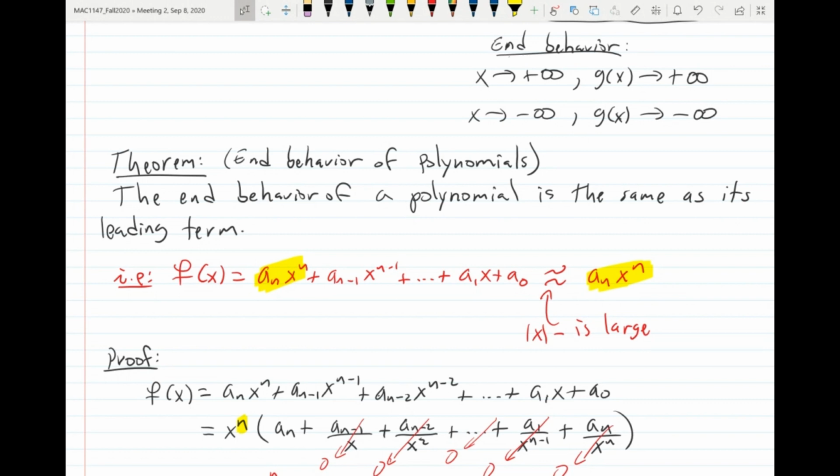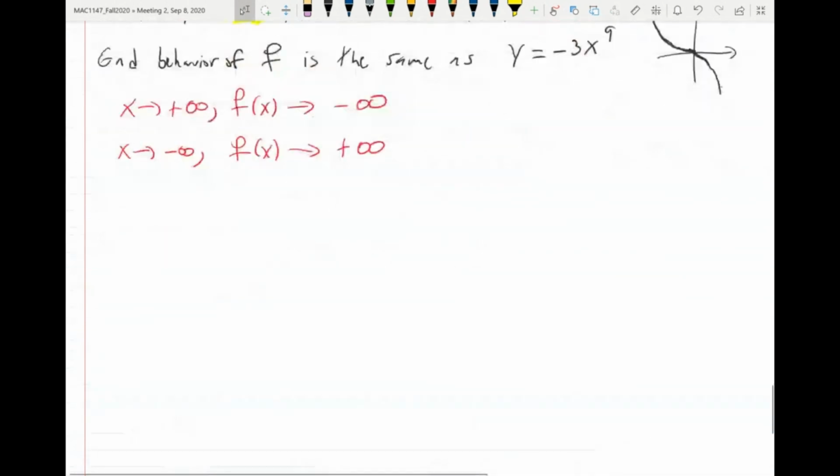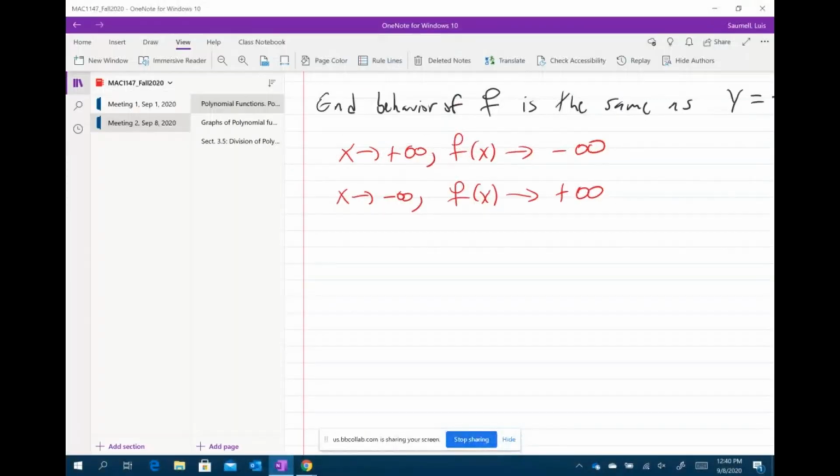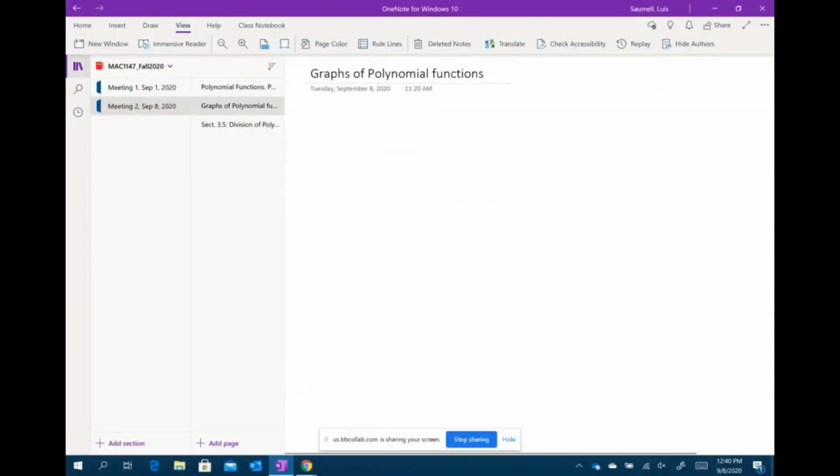Okay, good. So now that we know this, let's see what else. We would like now to see if we can try to sketch a graph of polynomials. We already know how to figure out the end behavior of a polynomial. So let me give you some information about the graph of a polynomial.